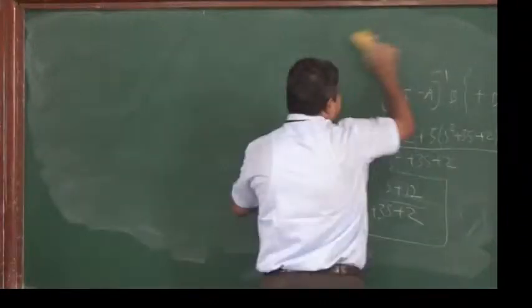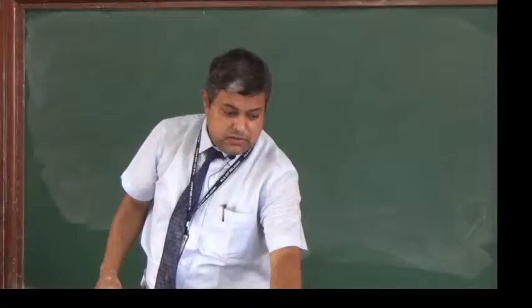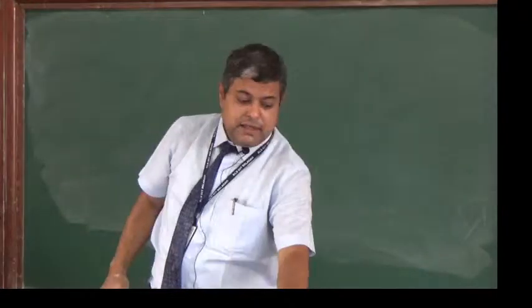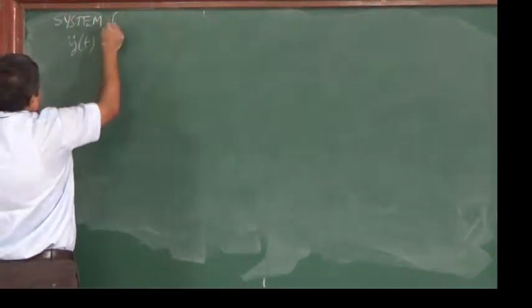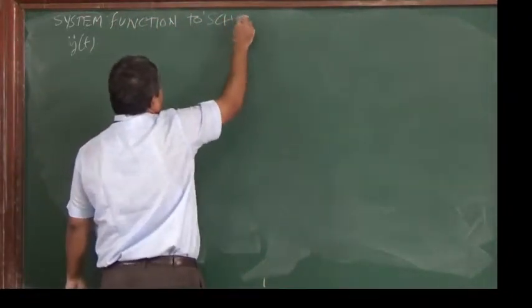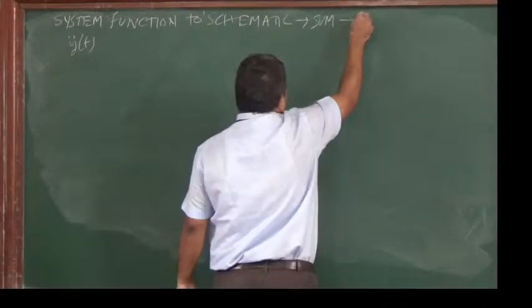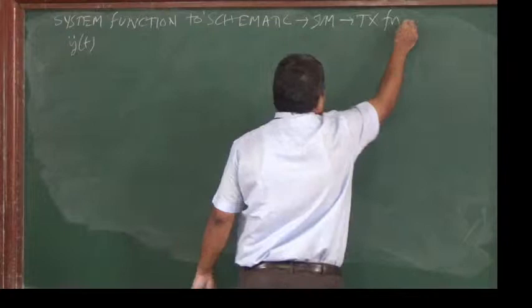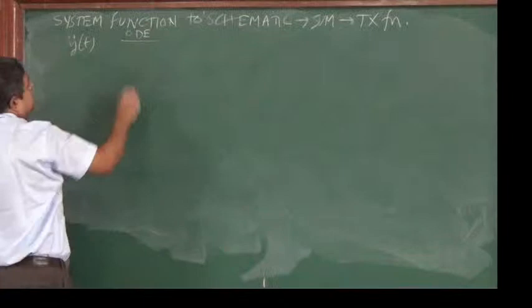Next is, if system transfer function is given, how to go back to ABCD matrix. So we'll take a different kind of numerical. We'll take a system which is called y double dot t. So this is the next modeling, which I'll call system function to schematic, to state variable, to transfer function. So these are four things. What is called system function, that means this is the ODE. So this is the first thing, ODE.